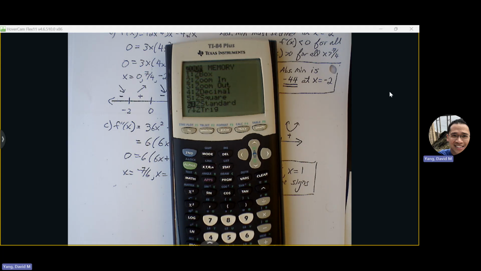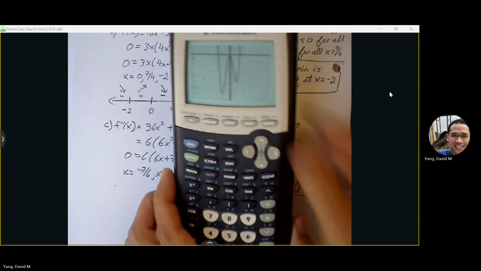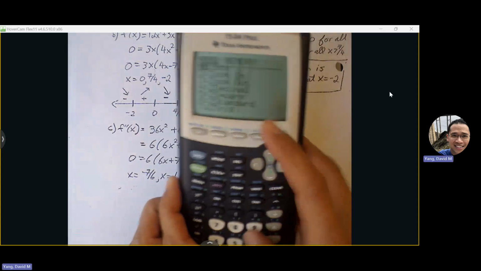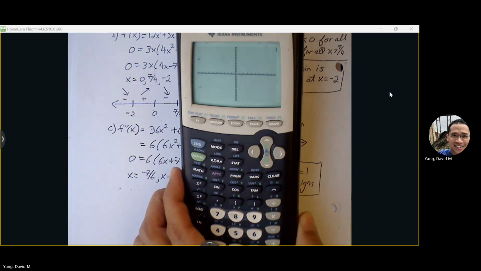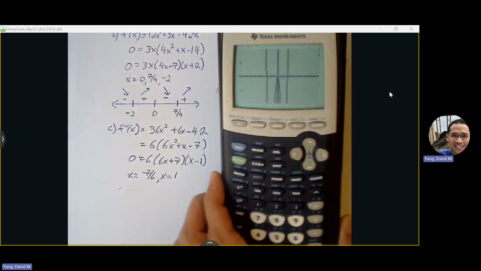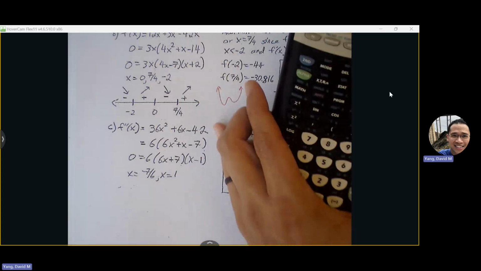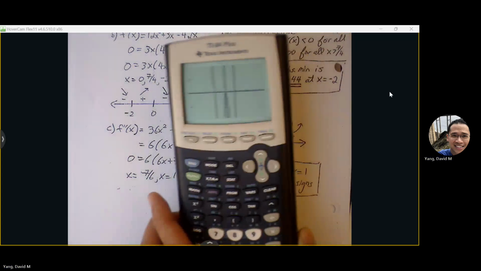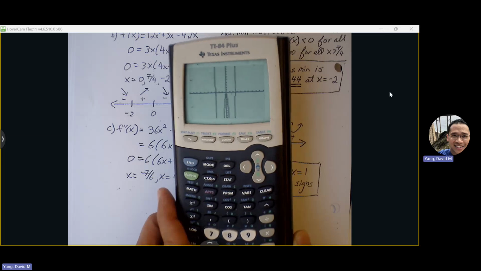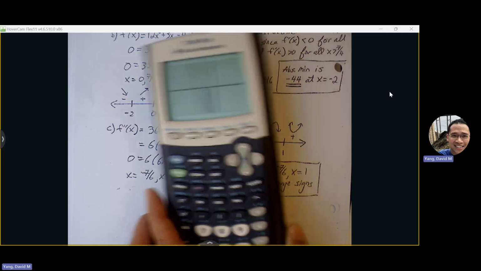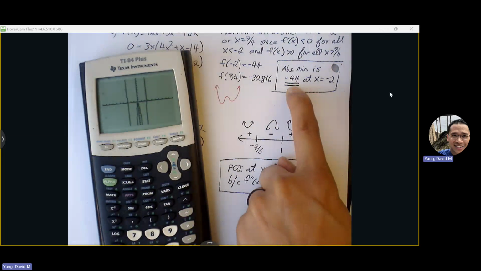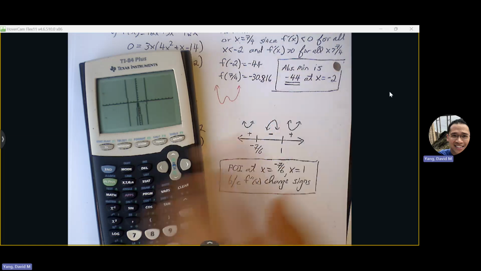Sometimes the graph doesn't quite show you everything. As you can see, if you hit graph, you get an idea that it's trying to show us that fourth degree polynomial, but it's not going down far enough. But we know where our y value is. Our y value is all the way down to -40, -30.